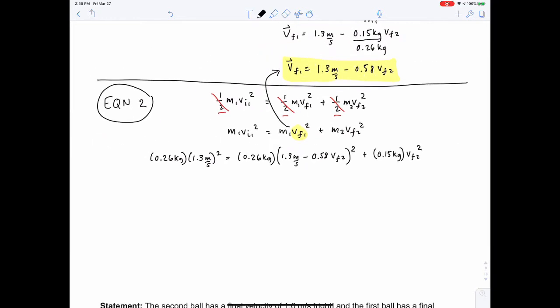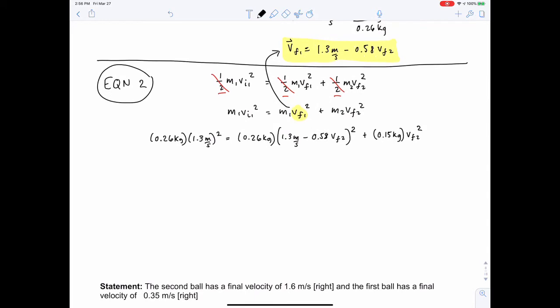So if you look at this equation, we've been able to get rid of one of the unknown variables. So our job will be to solve for VF2. We see VF2 appears in 2 spots. We can simplify. The left side equals 0.439.